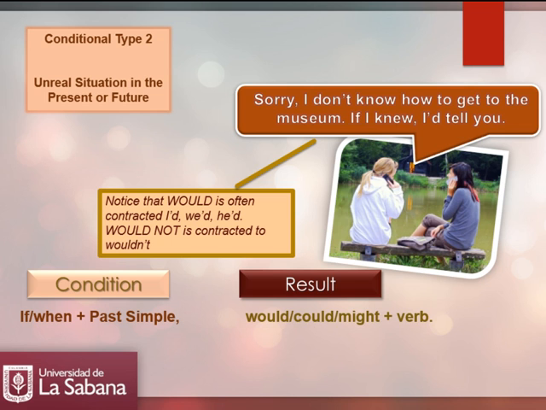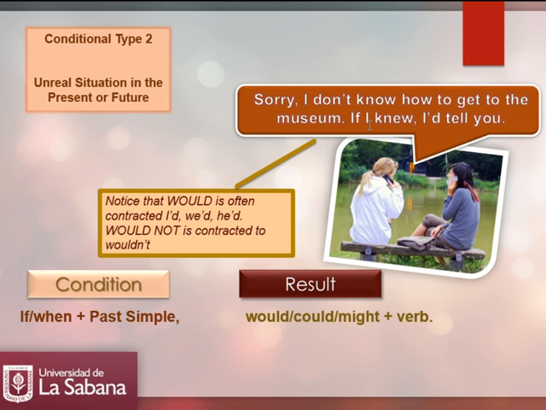Sorry, I don't know how to get to the museum. If I knew, I would tell you. Does the woman know where the museum is? No, she doesn't. So here, we are talking about an unreal situation in the present.